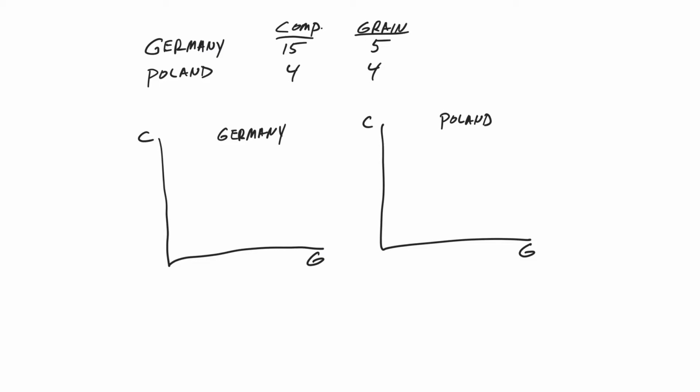Here we go. Germany and Poland. We've got Germany here, computers, grain. Germany can produce, okay, this is for one worker in Germany, just to make it real easy. A worker in Germany can produce 15 computers or 5 units of grain. In Poland, 4 computers or 4 units of grain. So, we plot their production possibilities curves.